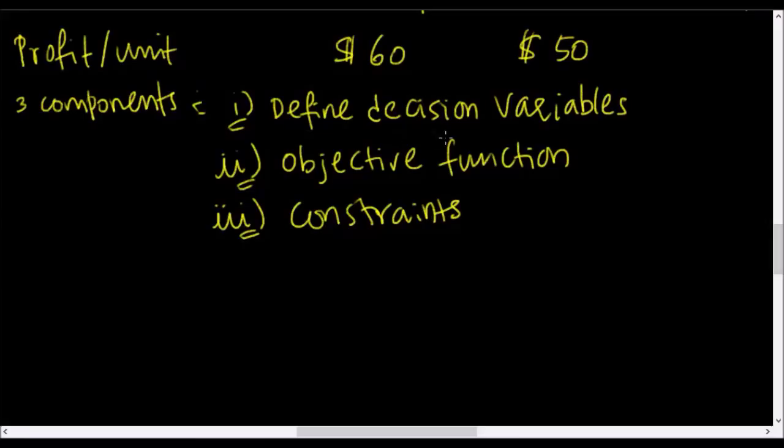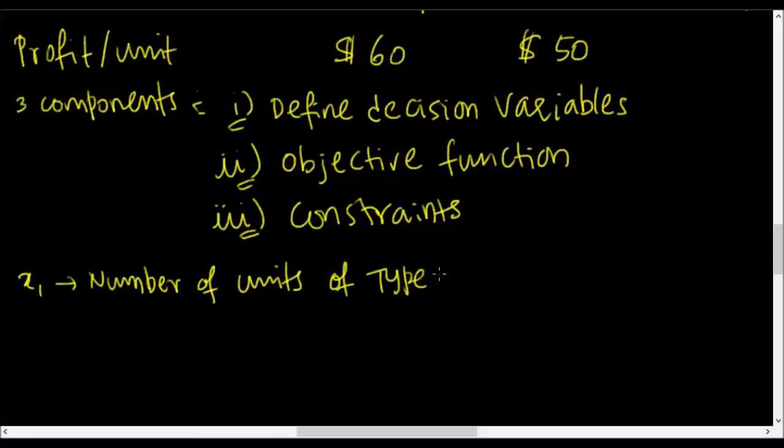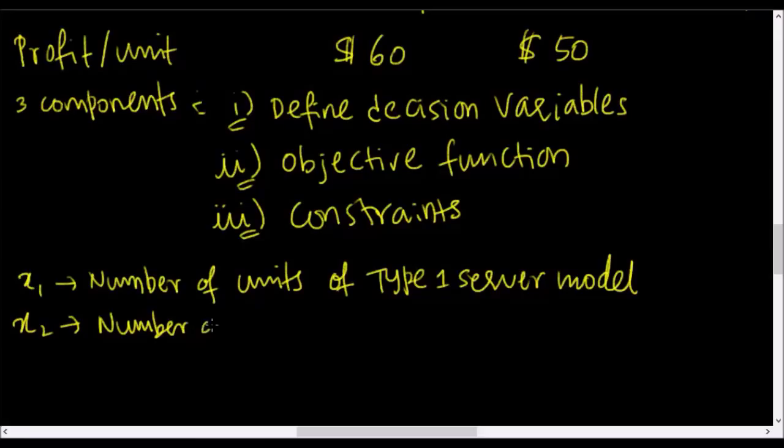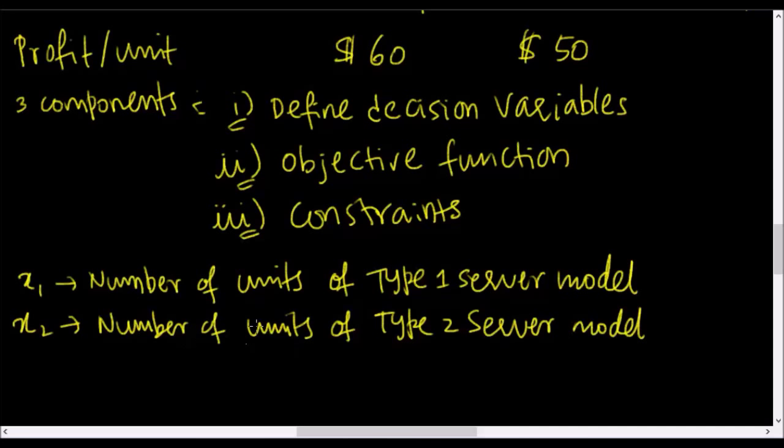The first component is to define decision variables. Let me consider x1, and define this x1 as the number of units of type 1 server model that I have to produce to maximize the profit, and let x2 be the number of units of type 2 server model. This is the first component.